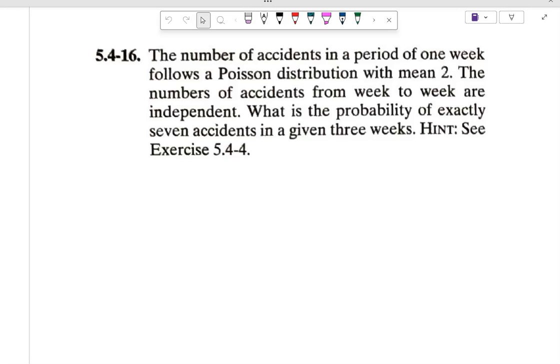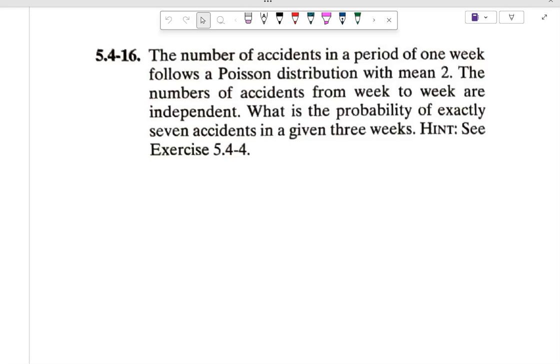So the whole idea behind this is we've already done this earlier in the semester, but we can think of this as a sum of independent distributions. We can think of x1 being what happens in the first week, x2 being what happens in the second week, x3 what happens in the third week, and add them together to get the total number of accidents, right?